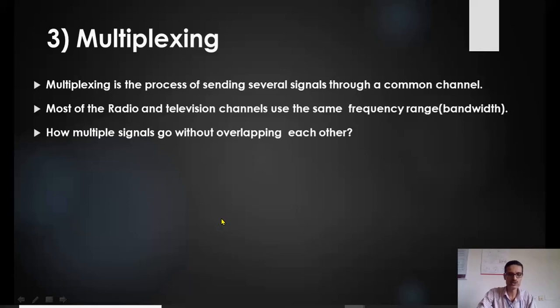So that is possible by using modulation. If all are again transmitting using 20 to 20 kilohertz, signals will mix up. So multiplexing is not possible. All stations cannot transmit over a same channel. That is the advantage over here.